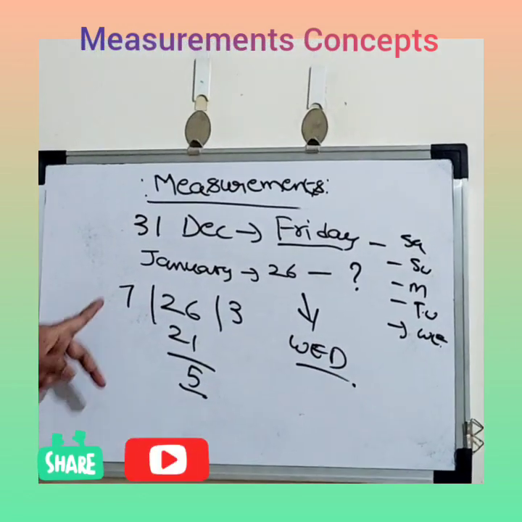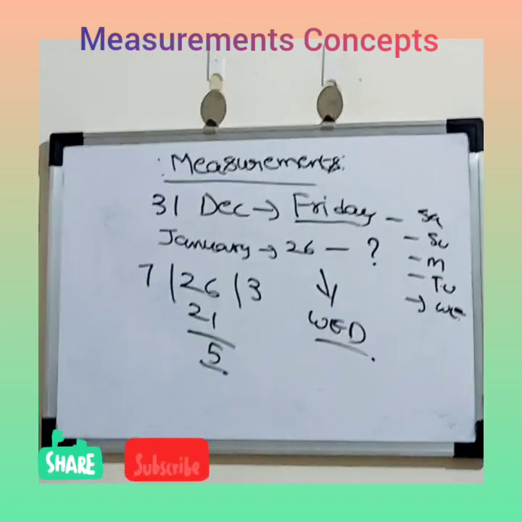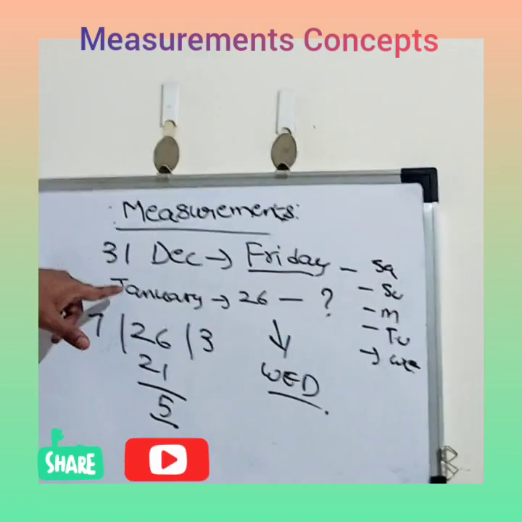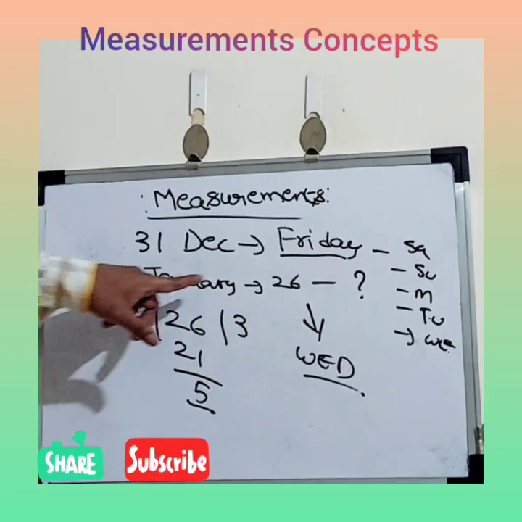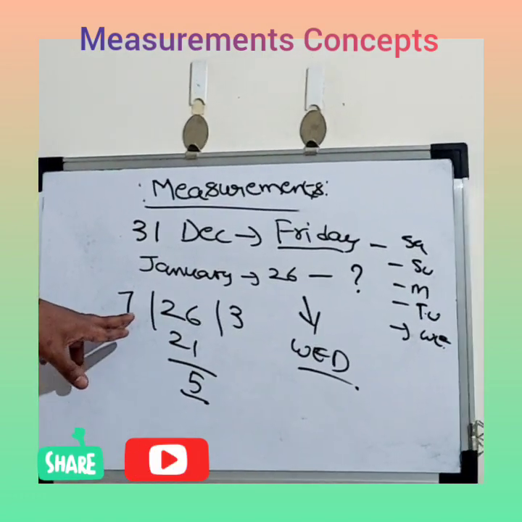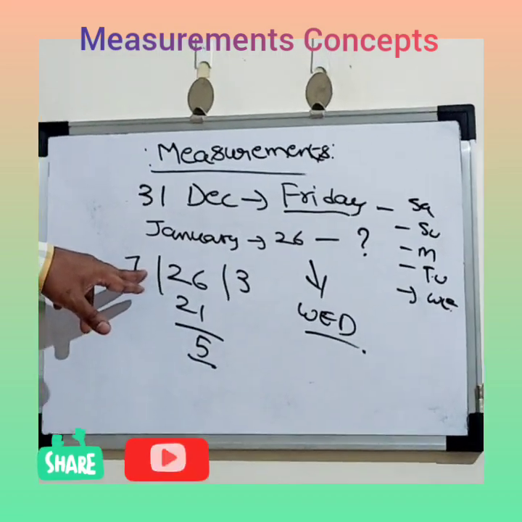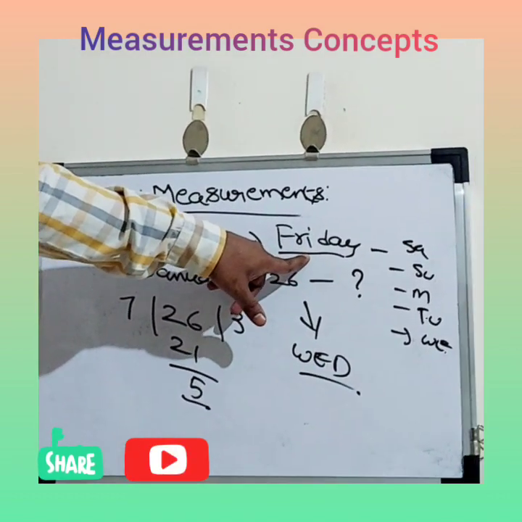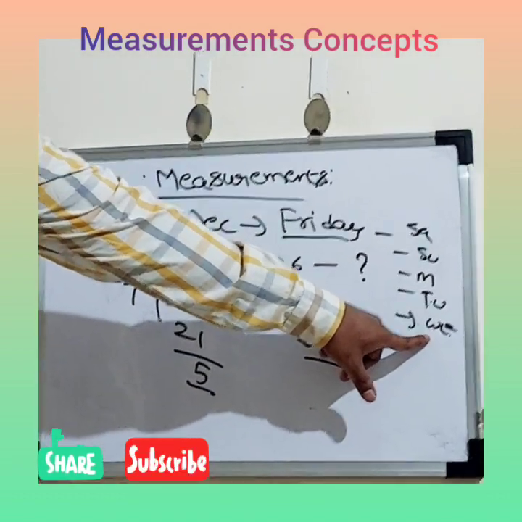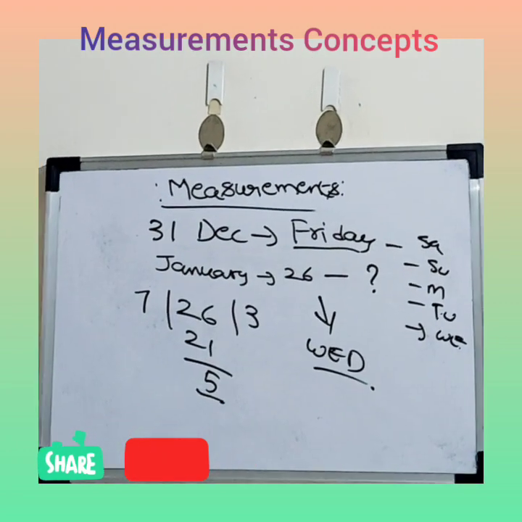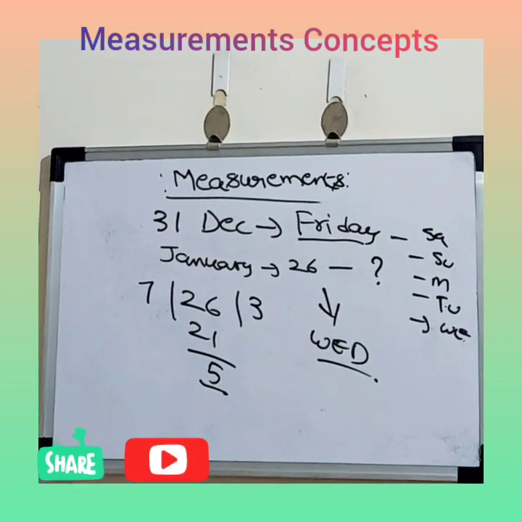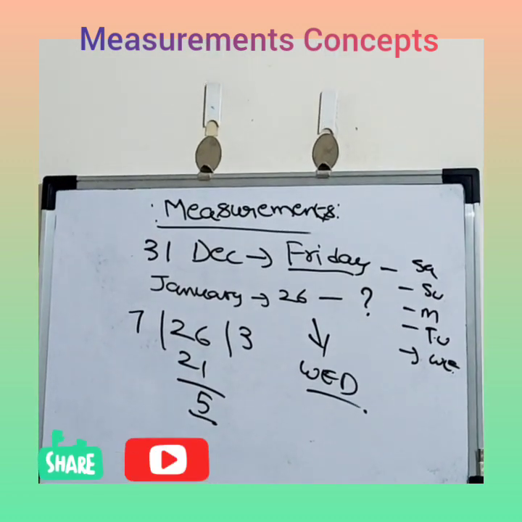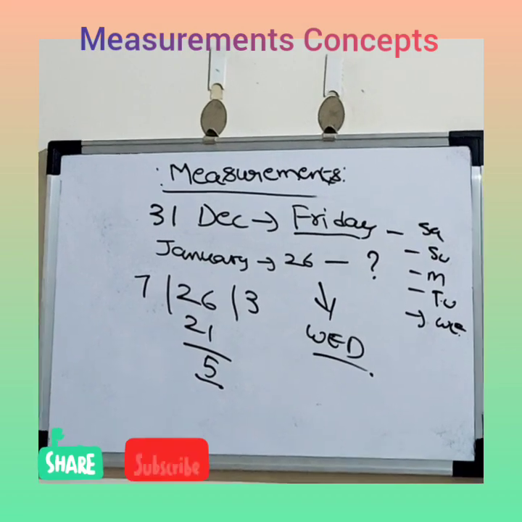Here also you have used the logic 1 week is equal to 7 days. You calculated the number of days after 31st December, starting from January 1st to January 26th, and divided by 7 because 1 week is equal to 7 days. For the remainder, just add that number of days to Friday. Whatever day you get, that is the day for January 26th. The only thing is how you apply the logic. If you implement the logic here, you can solve this problem in less than a minute.